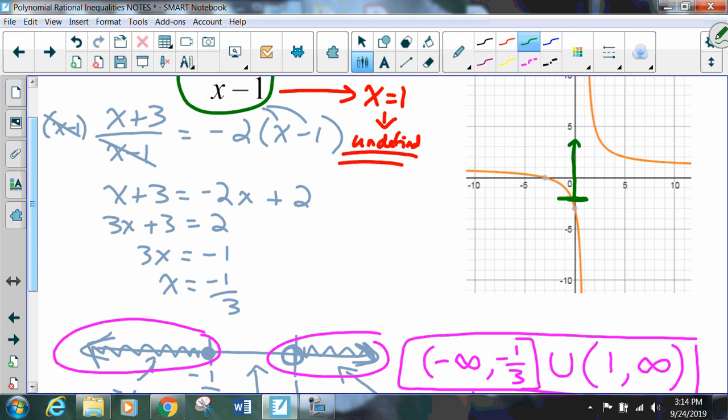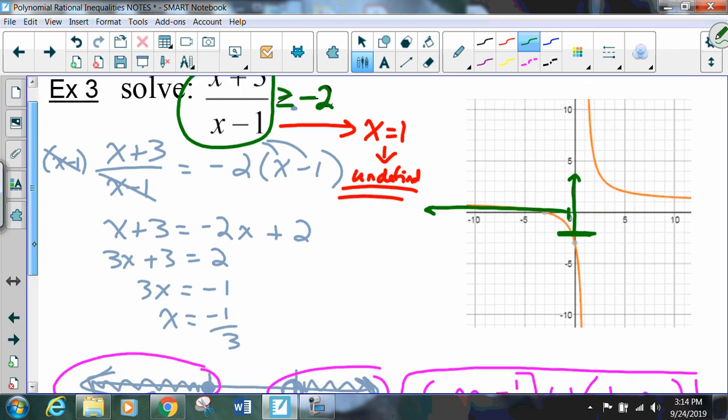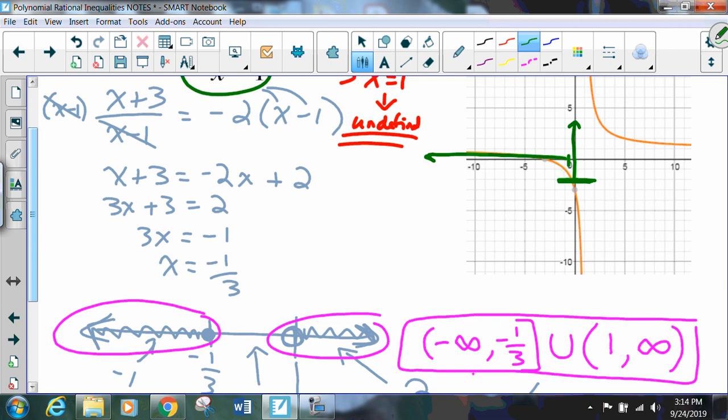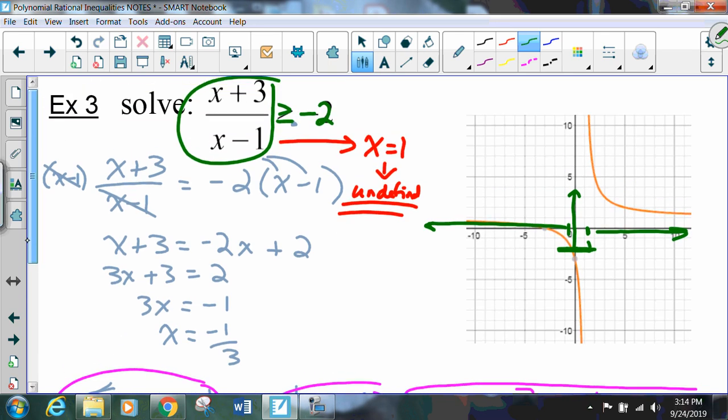Does that make sense? Let's see, -1/3 would be about right here. So from here to here, when x is from -infinity all the way to -1/3, the height of the graph is above -1. I'm sorry, is that what it is? -2. Yes, it is. And it's also from 1, I think this is 1 right here. From 1 on, it's also above.